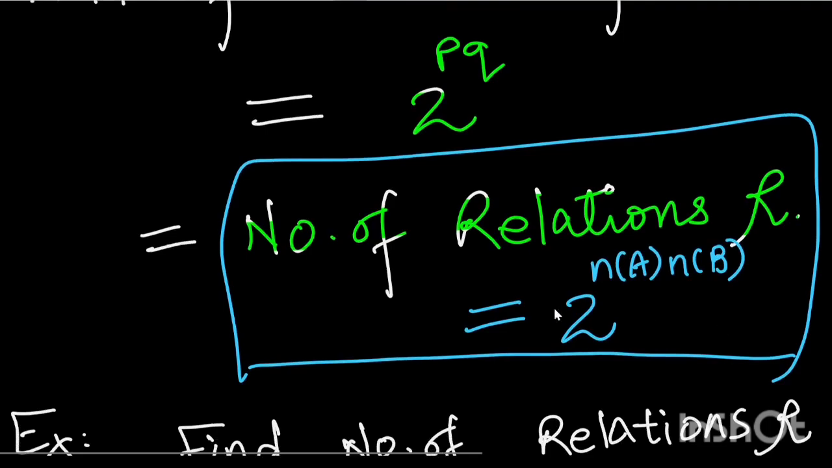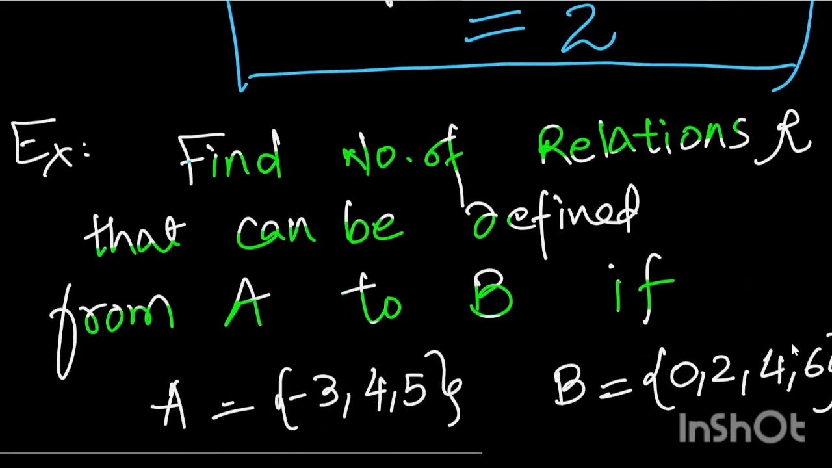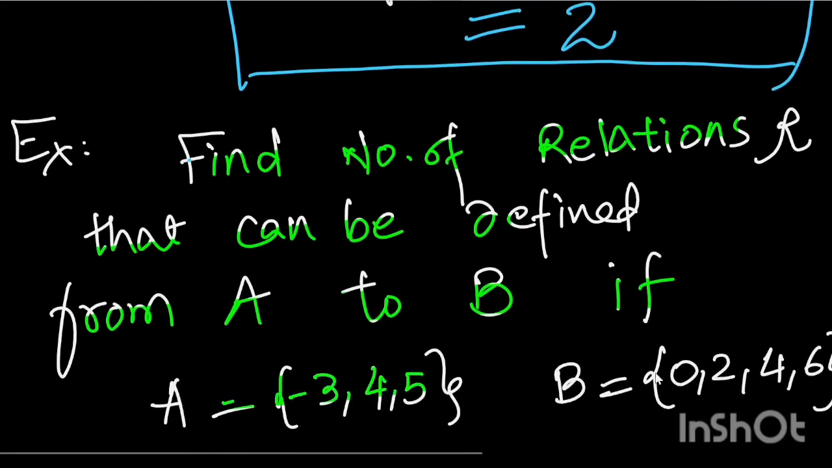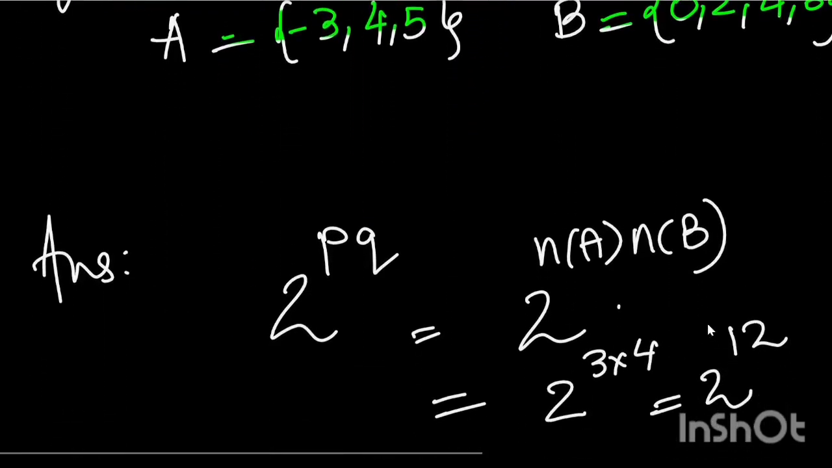Okay. Now, for example, find the number of relations that can be defined from A to B if A is this and B is 0, 2, 4, 6. So clearly it depends on the number of elements of A. So A is minus 3, 4, 5. So n(A) clearly is 3 and n(B) has 4 elements. So 3 into 4, 2 to the power 12 is the number of relations, guys.